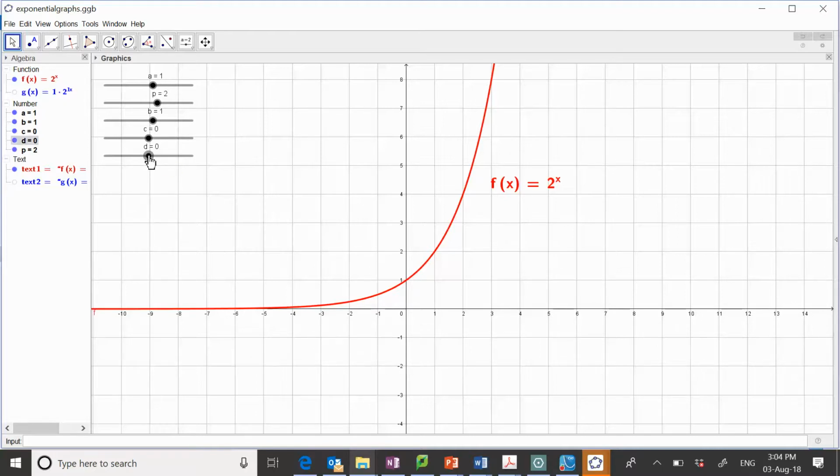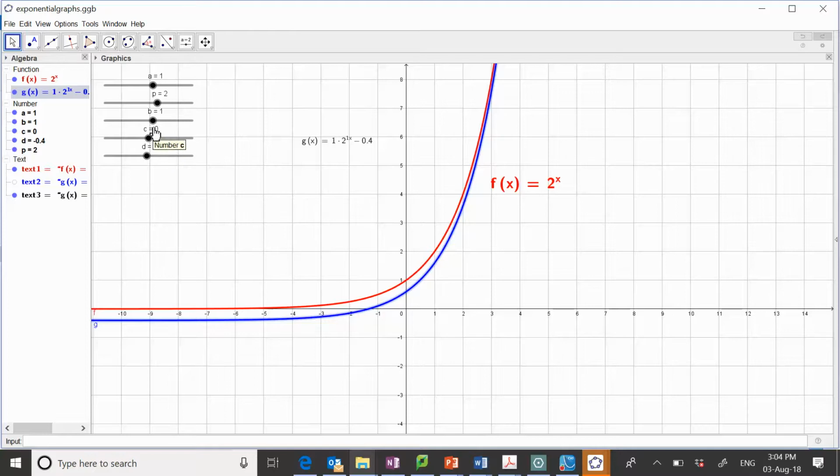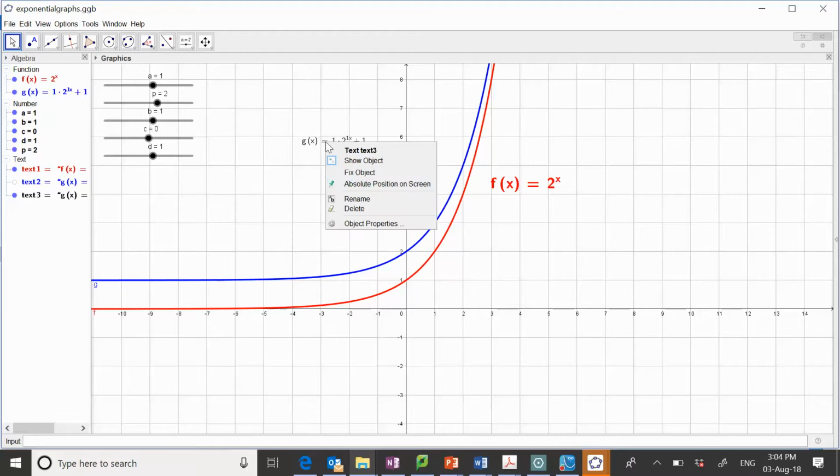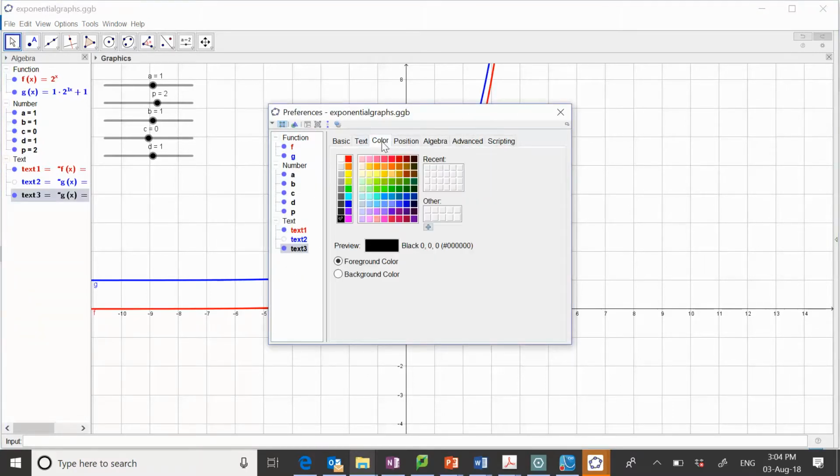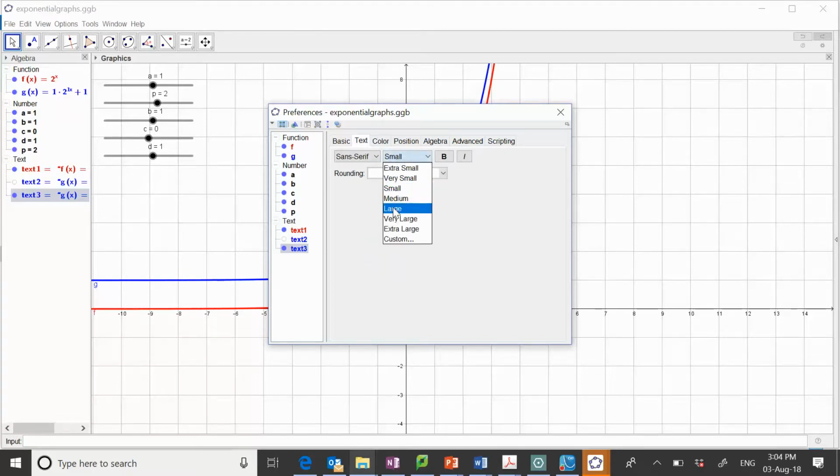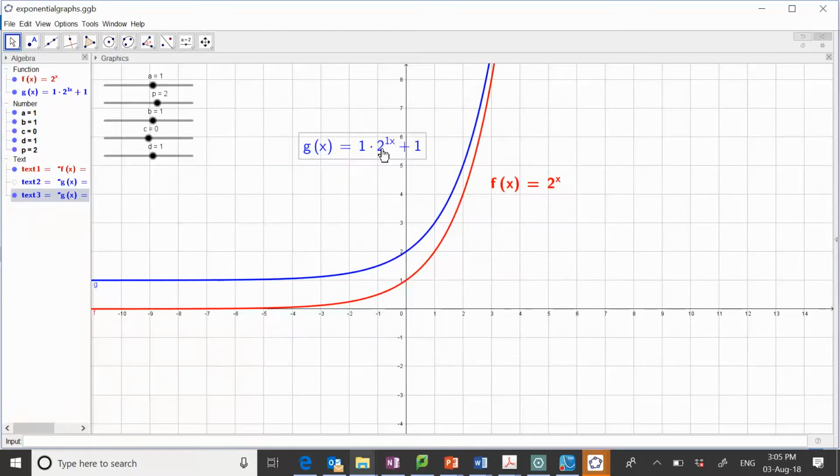I'm going to change D. I'm going to put in the blue graph. I'm just going to make this larger so you can see, and I'll color code it as well. So let's do blue, text, let's make it large. All right, here we go. This is your equation. So this is your letter D.